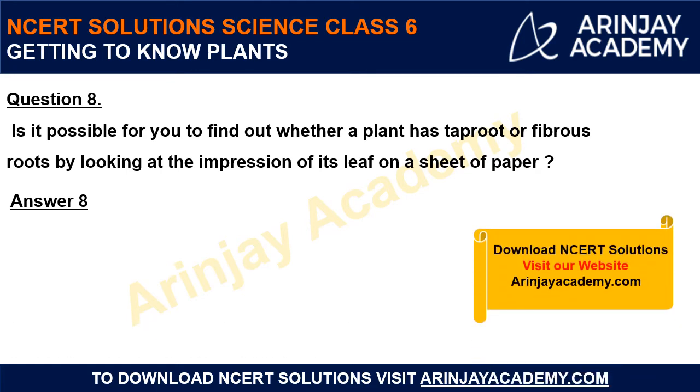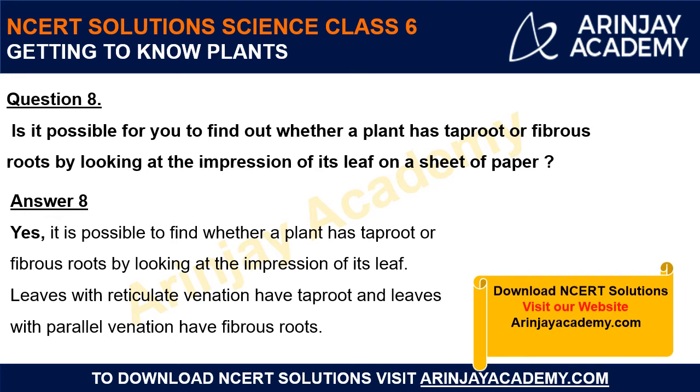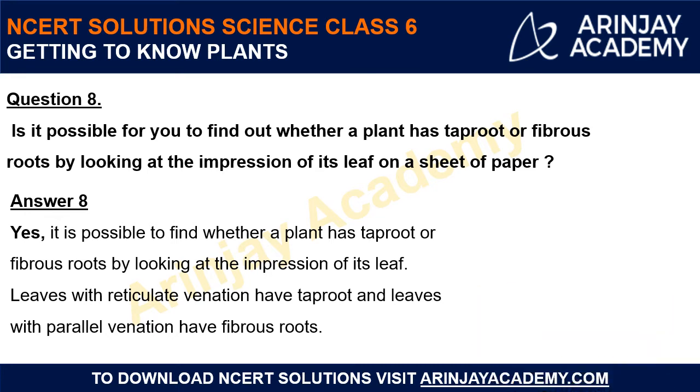So yes, it is possible to find whether a plant has taproot or fibrous roots by looking at the impression of its leaf. So if we have a leaf, we can take an impression of the veins of that leaf on a paper, and we can observe the venation that is present, and by observing that we can conclude whether the plant will have a taproot or a fibrous root system.